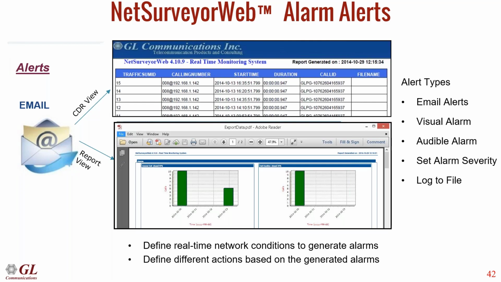As I mentioned, all these reports will be sent as an email, or we can even log to a particular file which can be further looked into or analyzed. Or we can also set audible or visual alarms, so that the system can provide these alerts when something is happening in the network. So we have all these options to analyze this traffic. With this, we'll be concluding this high density IP probe and NetSurveyorWeb monitoring solution.